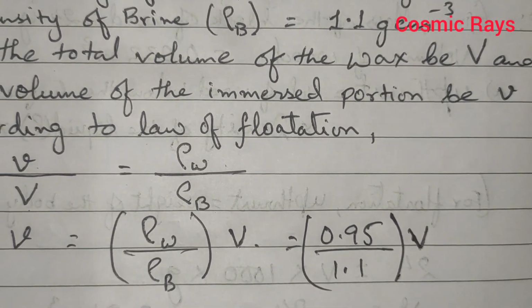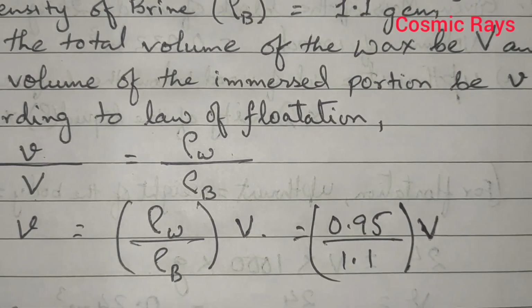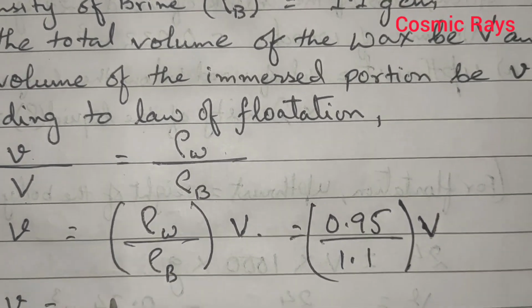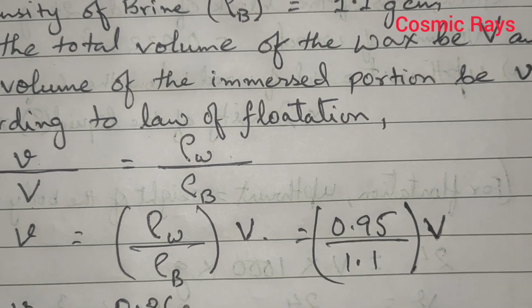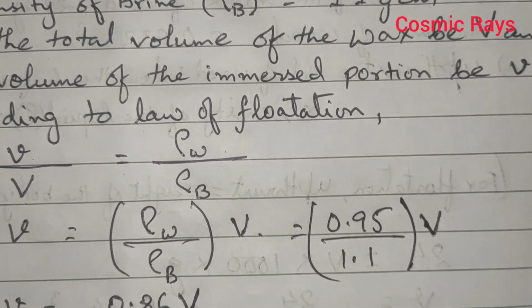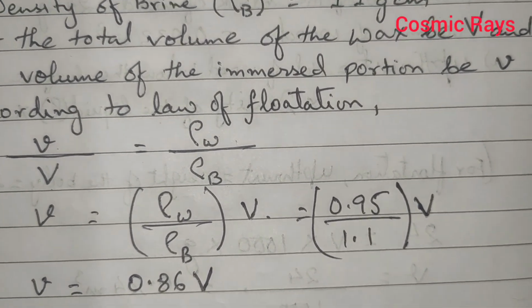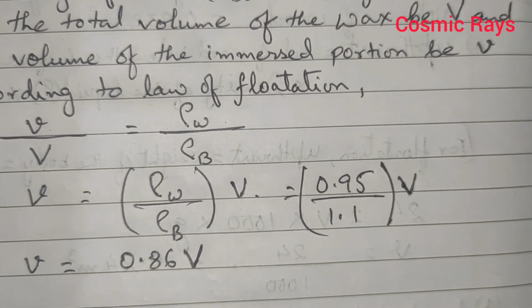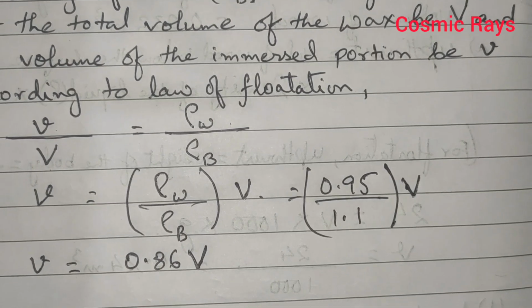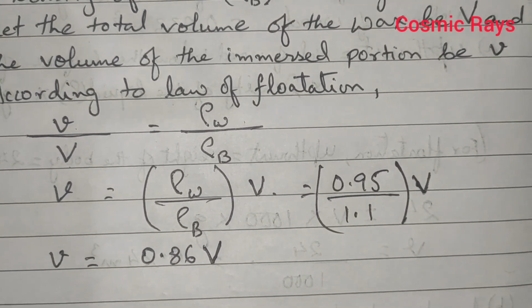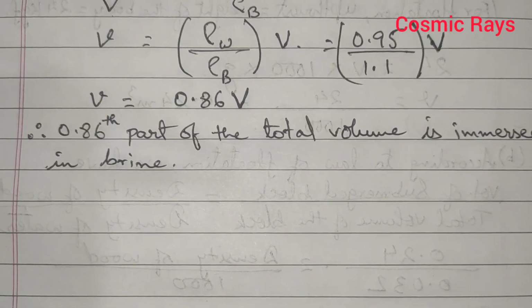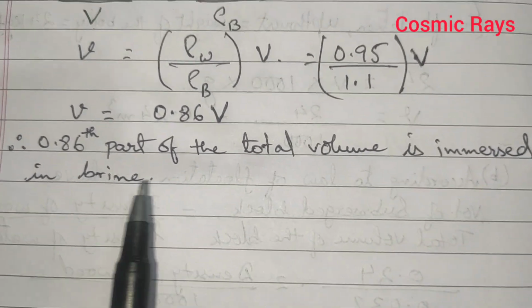So after this it comes out that the volume of the submerged part is equal to 0.86 of the total volume. So you can just write here that the wax floats with 0.86th part of its volume immersed in the brine solution. So 0.86th part of the total volume is immersed in brine.